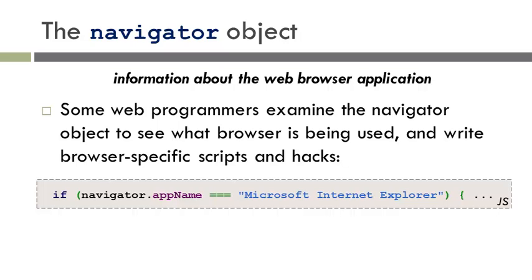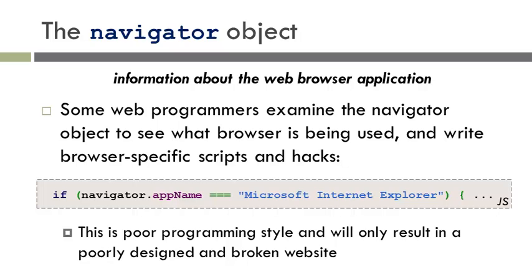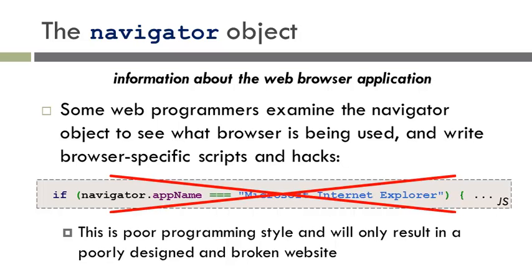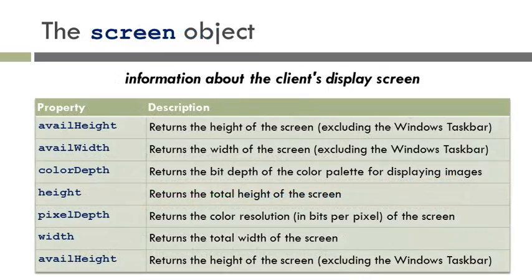Some web programmers examine the navigator object to see what browser is being used and write browser-specific scripts and hacks. For example, if navigator.appName equals Microsoft Internet Explorer, do this particular JavaScript code. This is poor programming style and will only result in a poorly designed and broken website. The screen object contains information about the visitor's screen. For instance, the available height or the available width, or the actual height and the width of the screen.